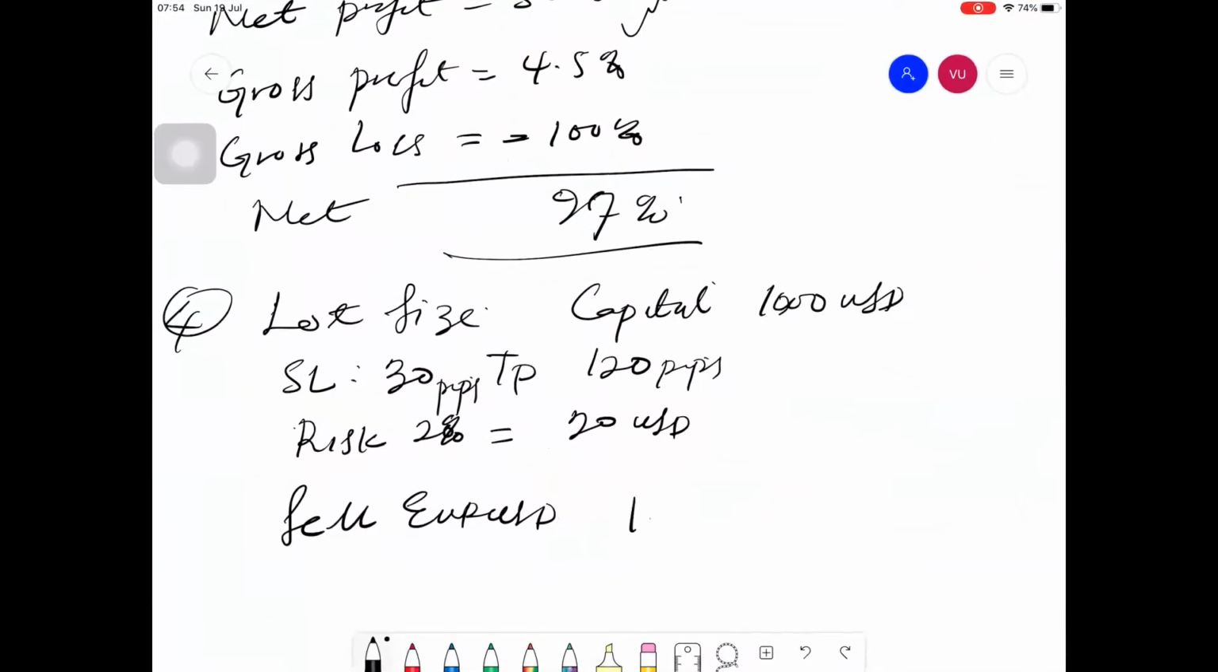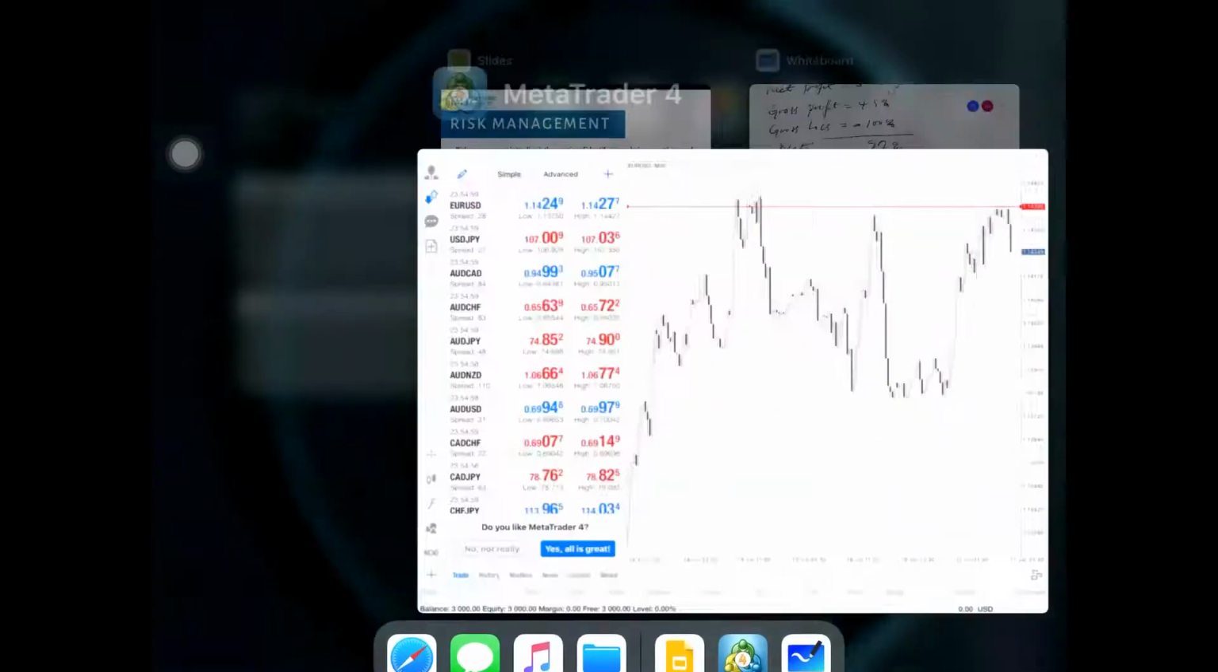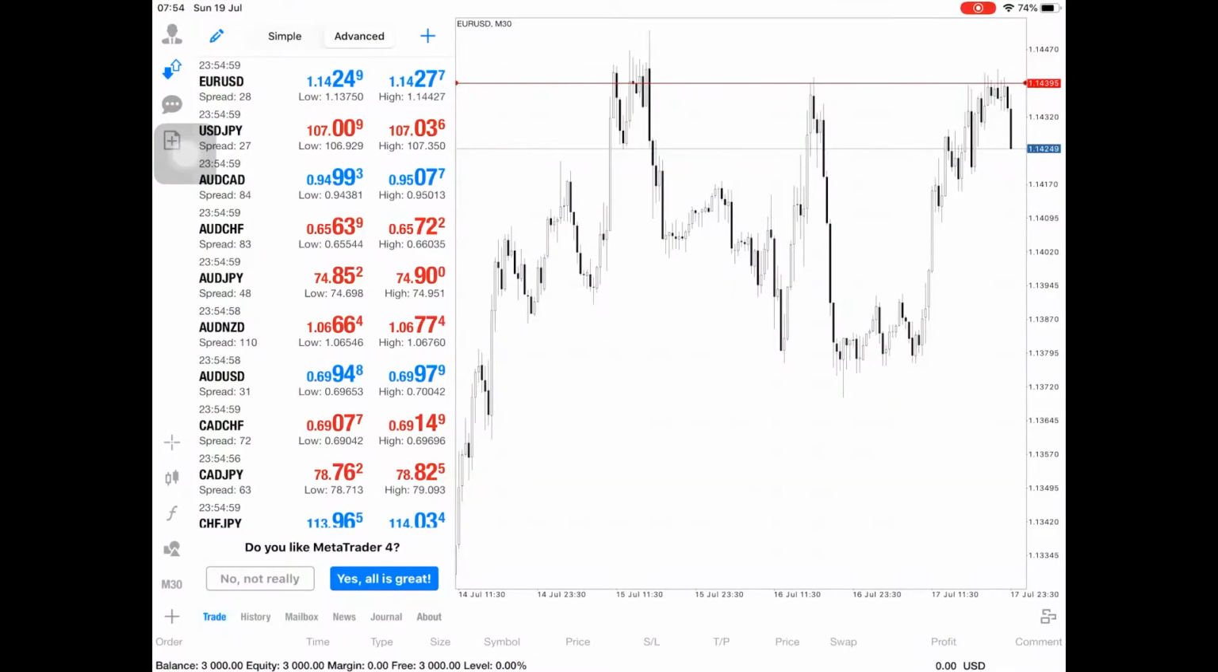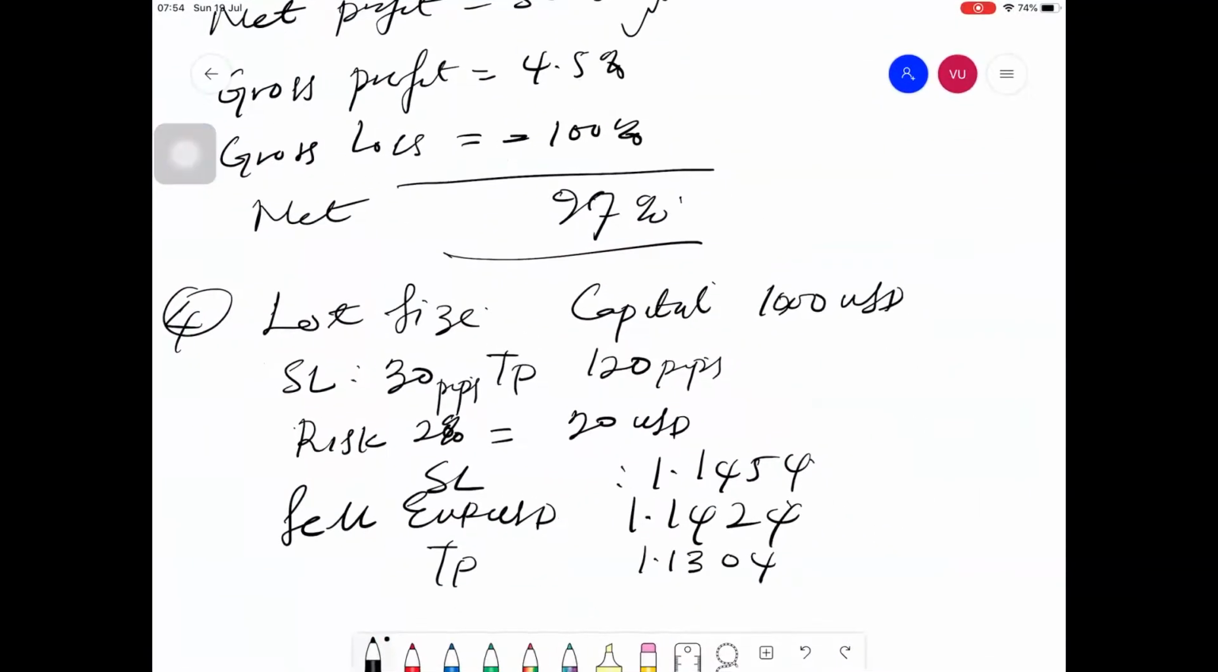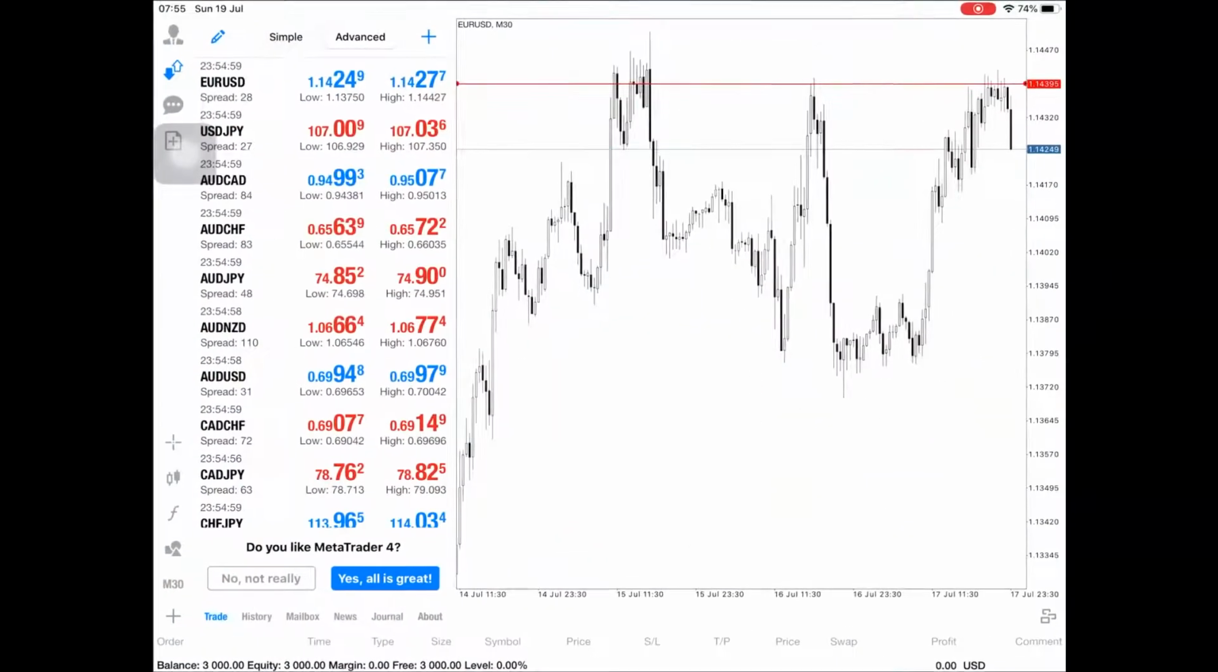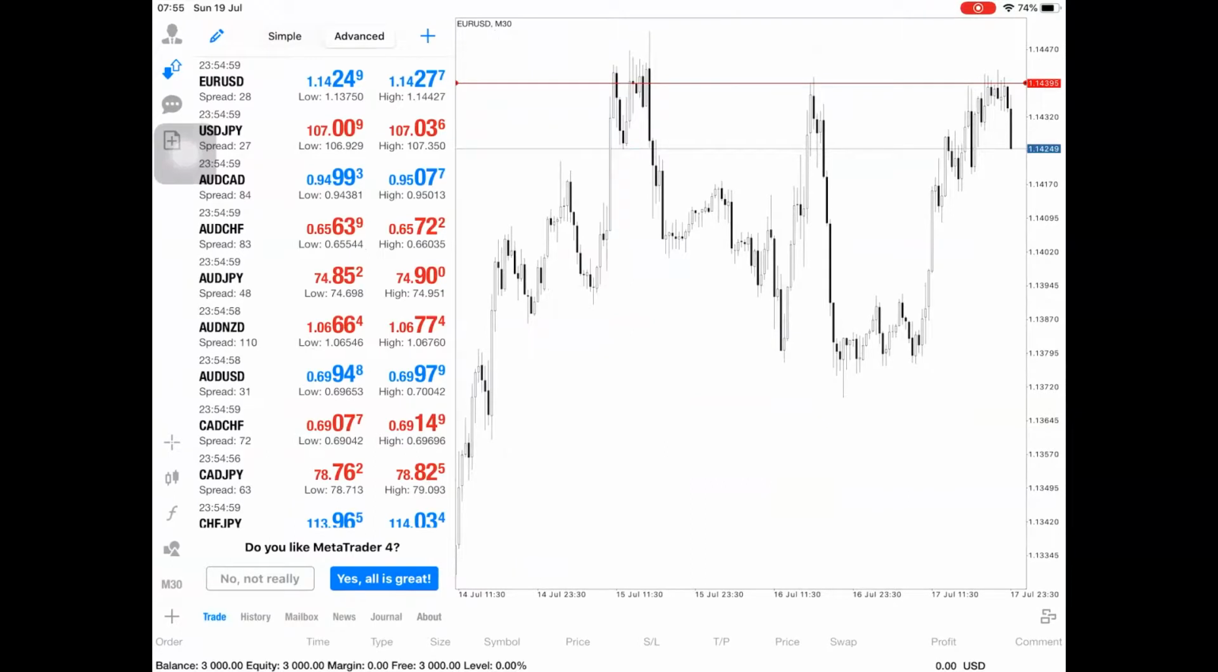Sell at 1.1424. Stop loss 30 pips is 1.1454. Take profit is 120 pips, 1.1304. When we place the trade, we set the stop loss and the take profit, and be patient and disciplined enough to wait for it to hit the stop loss or hit the take profit.